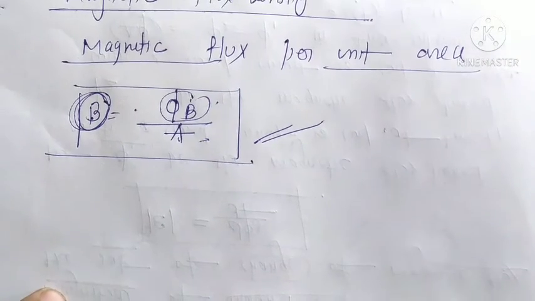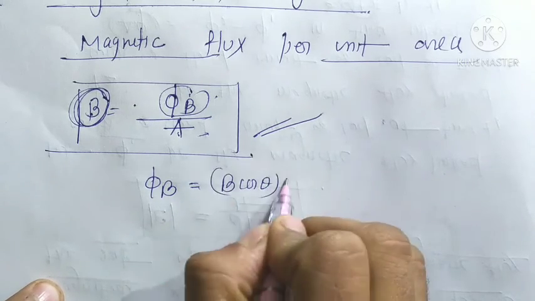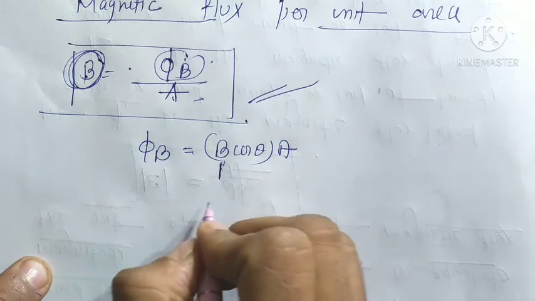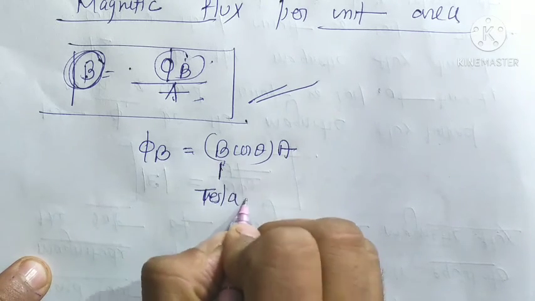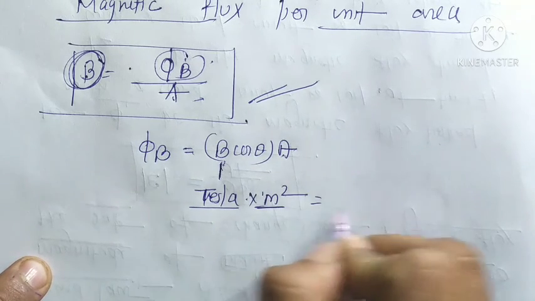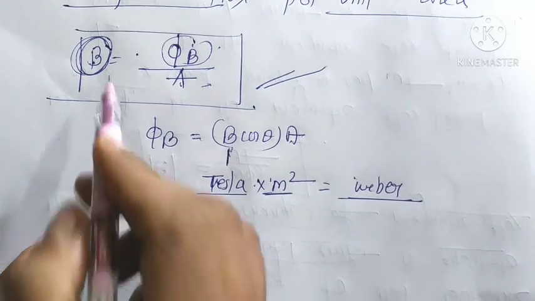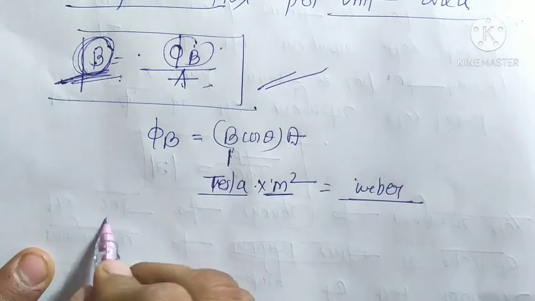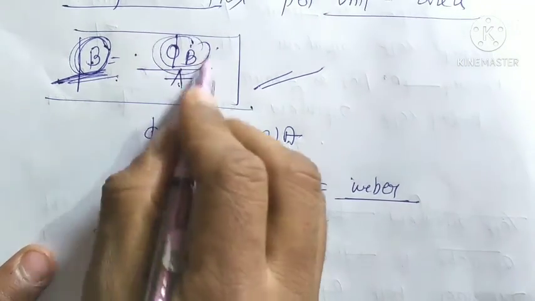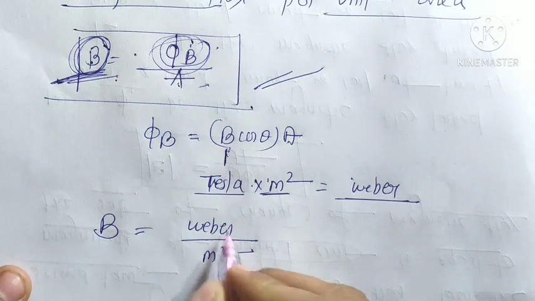And what is the unit of magnetic flux? We already know that magnetic flux is equal to B cos theta A. The unit of magnetic field is Tesla, and area is meter square. Tesla meter square is Weber, the unit of magnetic flux. And here the magnetic flux density B is equal to the unit of magnetic flux, Weber, upon area, meter square. Weber per meter square.